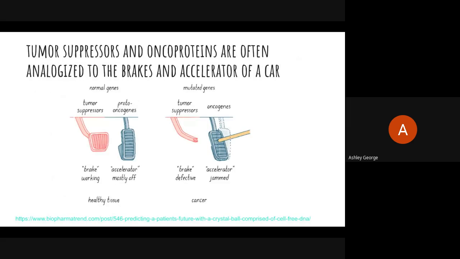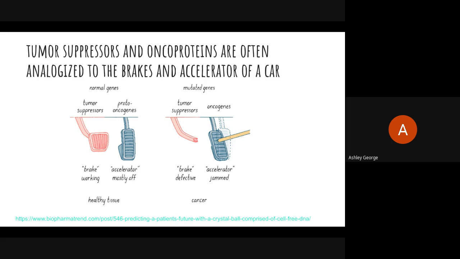So this is another slide I took from the lung cancer presentation. I thought it was a very good diagram to kind of show the functions of the tumor suppressors and the oncogenes. So we see on the left-hand side, in normal genes, the tumor suppressors are kind of like the brake. They can stop cell growth as needed to prevent tumors from happening. Our brake is functioning well in healthy tissue.